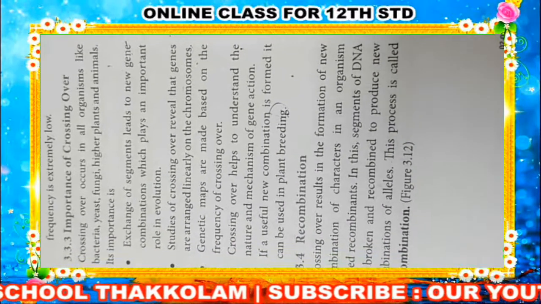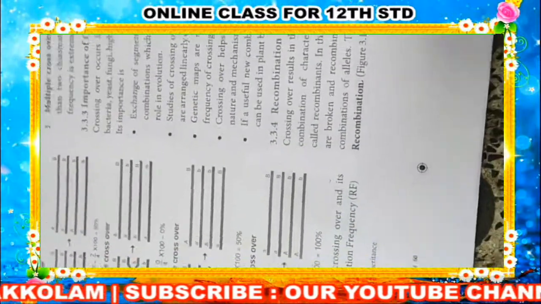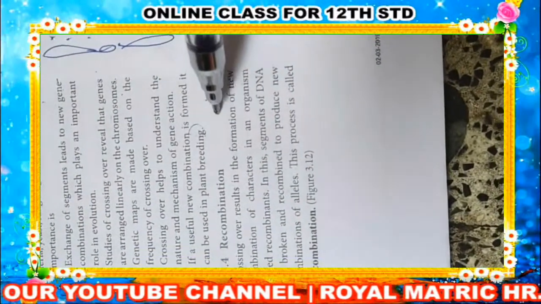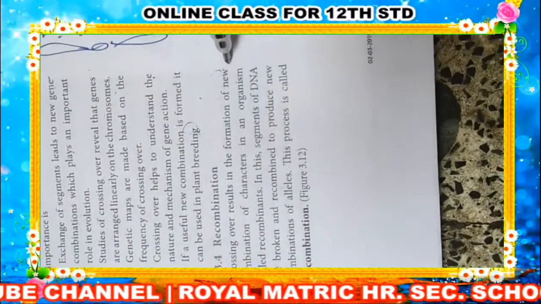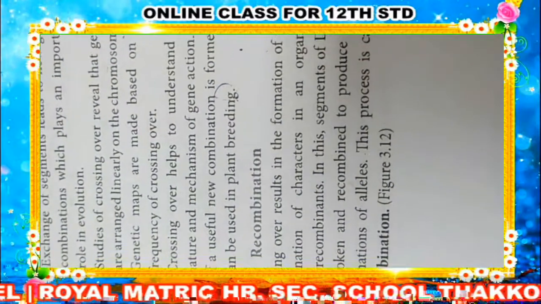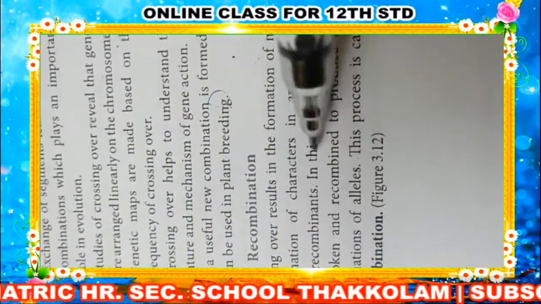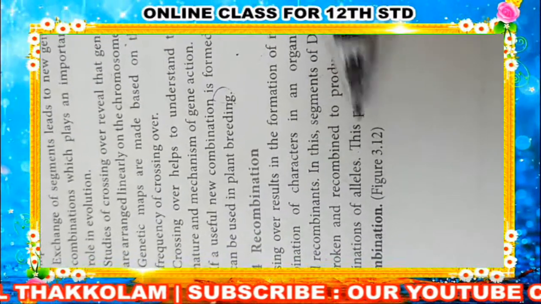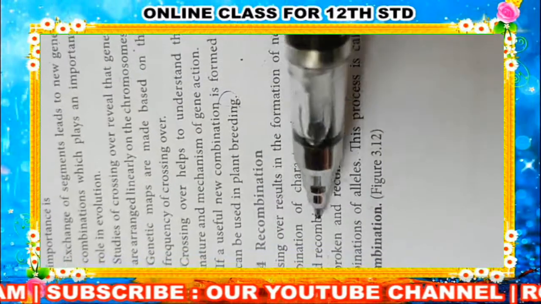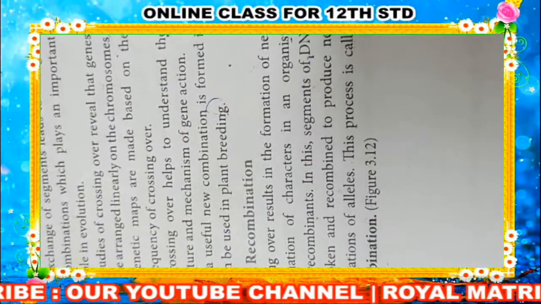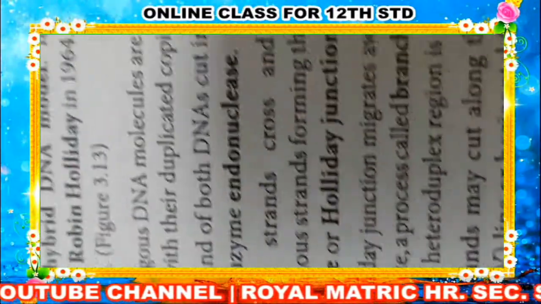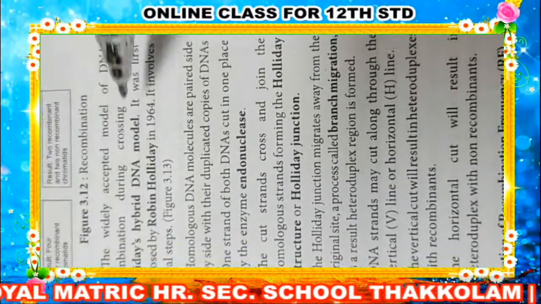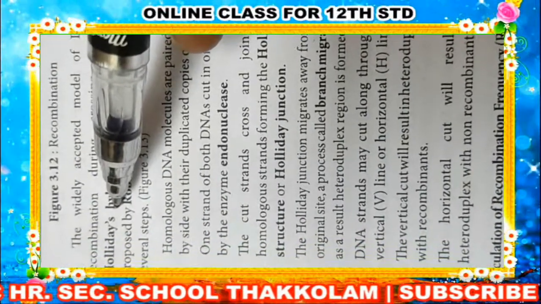Next is the recombinants. What do you mean by recombinants? Apart from the parental, the new ones produced. This is because crossing over results in the formation of new combinations of characters in an organism, called recombinants. In this, segments of DNA are broken and recombined to produce new combinations of alleles. This is known as recombination. The DNA is broken and recombined and they form new combinations of alleles, that is known as recombinants.